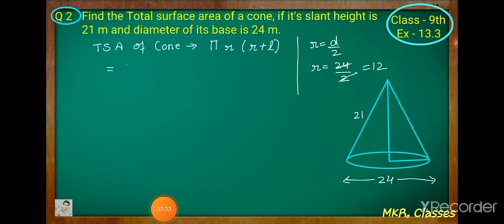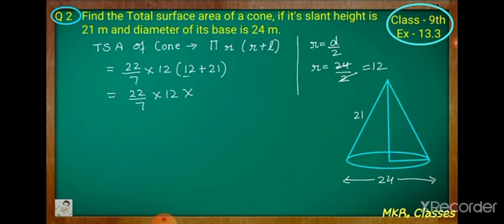Now the second question: find the total surface area of the cone if the slant height is 21 meter and the diameter of its base is 24 meter. For total surface area we add the base area to the curved surface area. So the curved area is pi r L, and if we add pi r square and take pi r common, it becomes pi r bracket r plus L. Now put in the values. As the diameter is 24, we divide it to get the radius, that is 12. Putting the values, it gives 22 by 7 into 12 into 33.